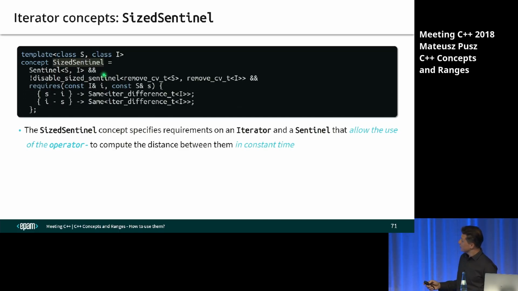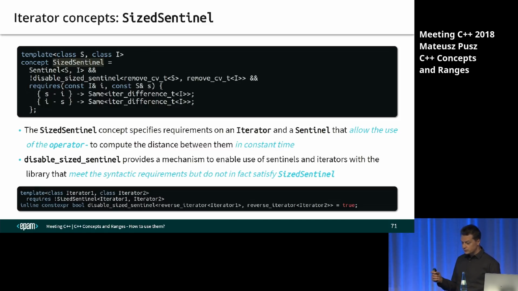SizedSentinel is something that can provide operator minus here, and this operation is being done in constant time, sorry. So if you have iterators that basically have this operation but don't provide it in constant time, you can disable it with using this disable_sized_sentinel customization point. For example, you can do it for reverse iterators.